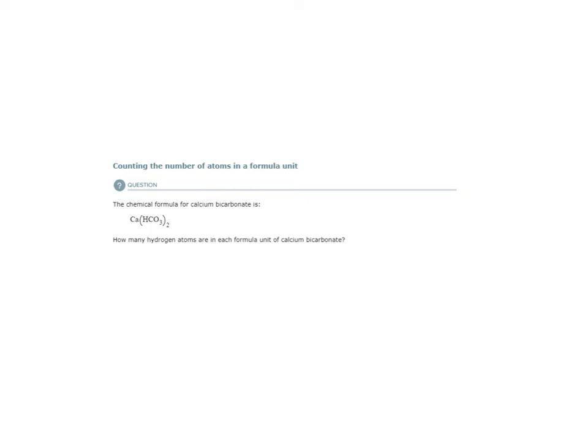So here we are counting the number of atoms in a formula unit. And they give us the chemical formula for this substance. It's calcium bicarbonate. And they ask how many hydrogen atoms are in each formula unit of calcium bicarbonate.